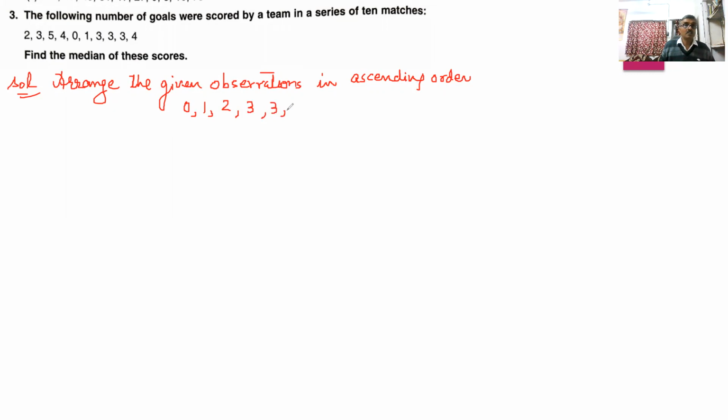3 कितने टाइम है बेटा? 4 times. After 3 there is a 4, again 4 two times, and last there is a 5. 1 2 3 4 5 6 7 8 9 10. That is the number of terms.